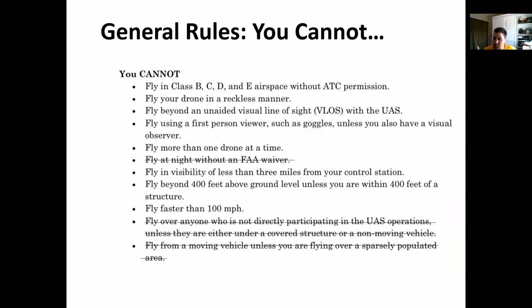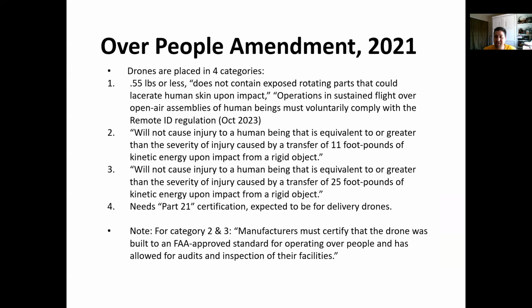You are not allowed to fly faster than 100 miles an hour. We already said that. Okay. A couple other amendments recently: fly over anyone who is not directly participating unless they are under a covered structure or vehicle, or fly from a moving vehicle unless you're in a sparsely populated area. Those rules have been slightly amended. Okay. And I think here is the answer. So here's your over people amendment. And it's still a little bit, let's say, restrictive, I guess.